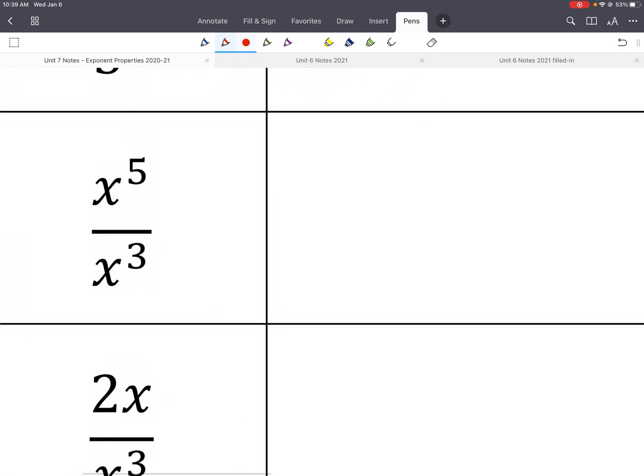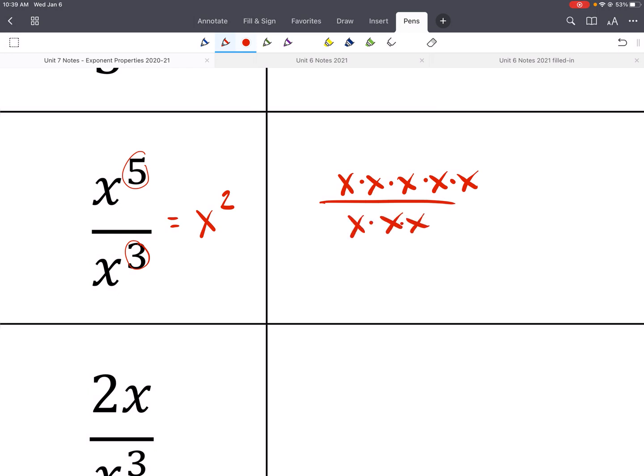And I imagine eventually you'll be good enough that you'll just be able to look at these two numbers, subtract those in your head, and say x to the 2. 5 minus 3 is 2. Okay. So here I'll expand it if you prefer that. 5 x's on the top, 3 x's on the bottom. Cancel, cancel, cancel. All we have left is x squared.